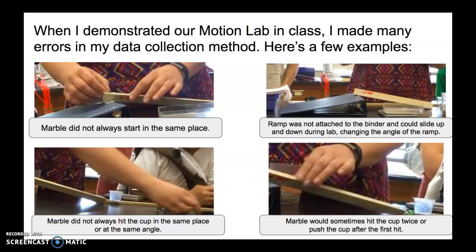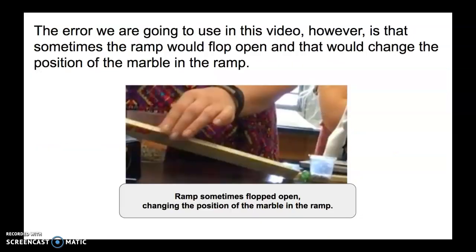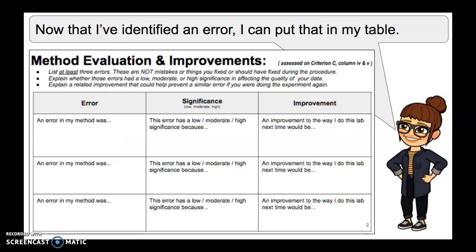You can write about any of these errors if it is true for your lab, or you can come up with your own. These are just some that I came up with, and we're actually going to use a different example in the video. So the error that we're going to use in this video, however, is that sometimes the ramp would flop open, and that would change the position of the marble in the ramp. So now that I've identified the error, I can put it on my table.